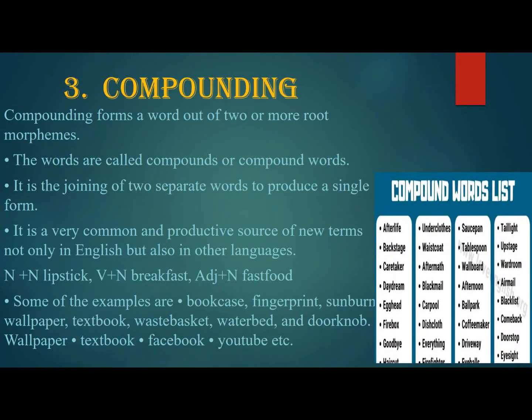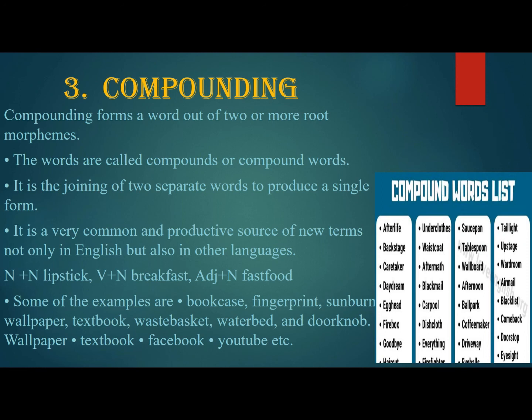The last process is compounding. Compounding means forming a new word out of two or more root morphemes. The words are called compounds or compound words. It is the joining of two separate words to produce a single form, a single word. It is a very common and productive source of new terms, not only in English but also in other languages as well.